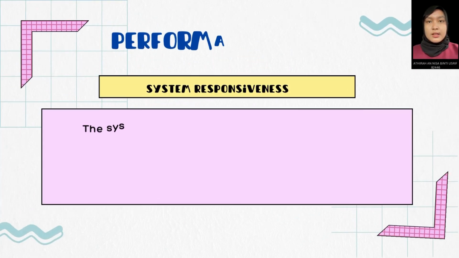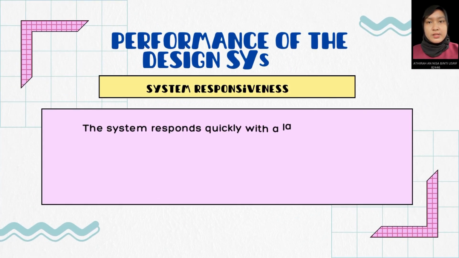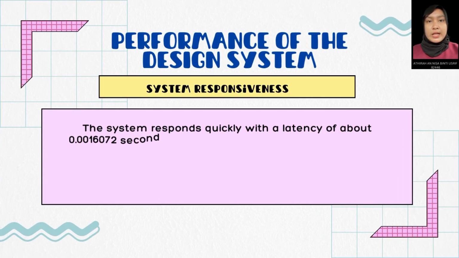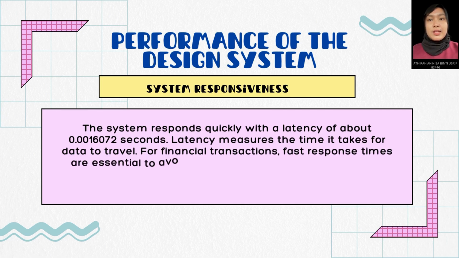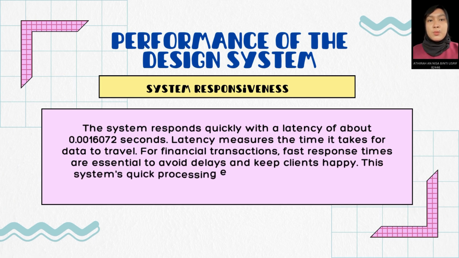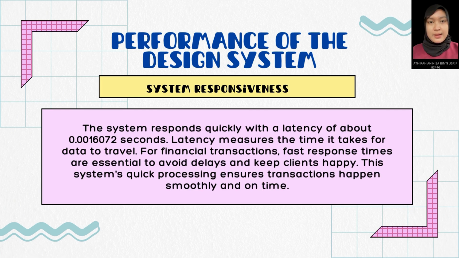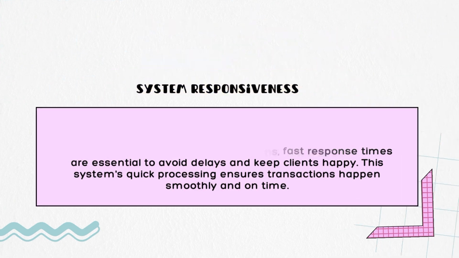The last one is system responsiveness. The system responds quickly with a latency of about 0.016072 seconds. Latency measures the time it takes for data to travel. For financial transactions, fast response times are essential to avoid delays and keep clients happy. These systems' quick processing ensures transactions happen smoothly and on time.